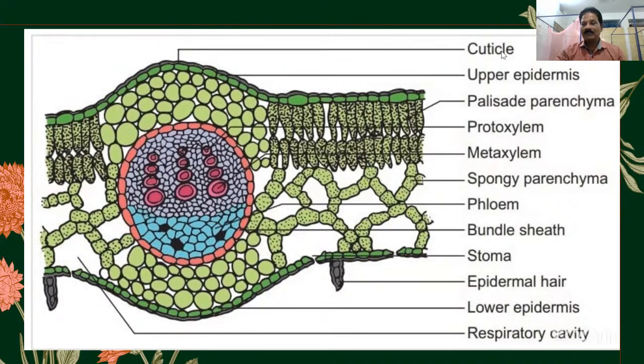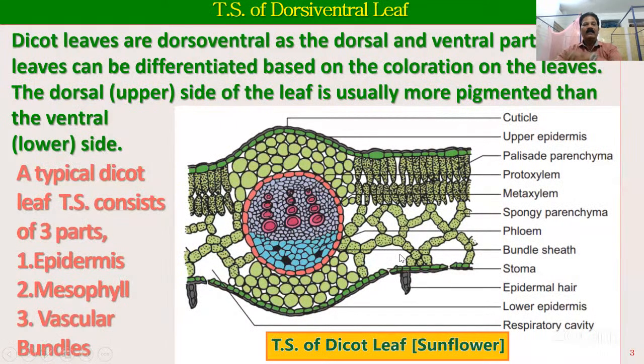These are the parts. You can see the cuticle. This is the upper epidermis, and this is the mesophyll. These are both the epidermal layers. Let us see, the dicot leaves are dorsiventral. Why are they called dorsiventral? Since the dorsal side is the upper side and the ventral side is the lower side. They are different structurally and physically. Even though they appear similar, slight anatomical differences are there.